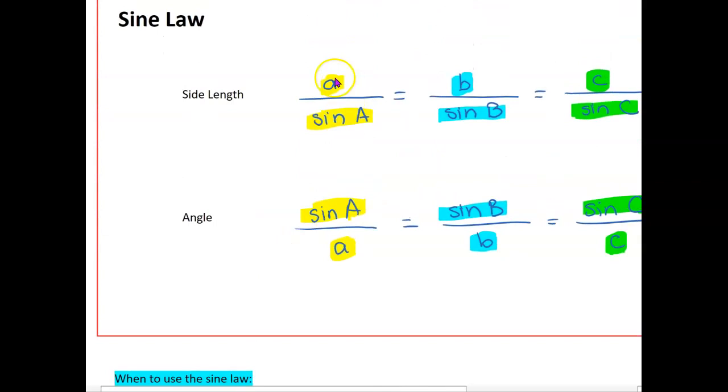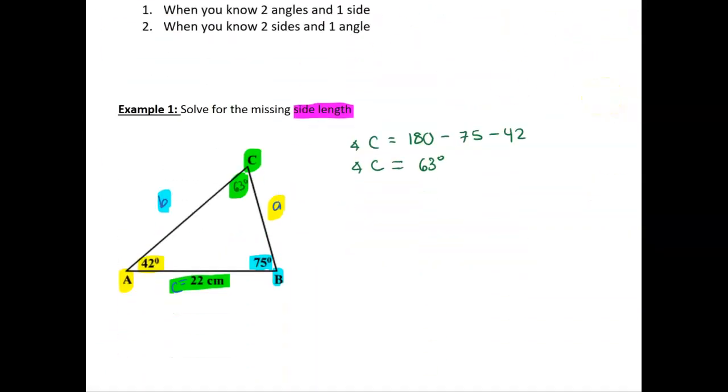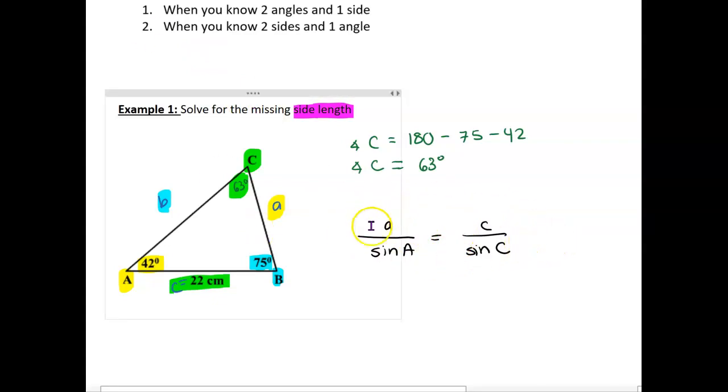So I'm going to use this pair with this pair in my formula. This is going to be the formula I'm going to write. I don't have to include the B over sine B because that's not what I'm using at the moment. I only need two pairs here, one pair here and one pair here. So I'm going to fill in what I have.